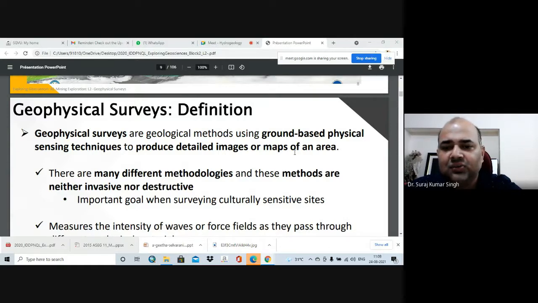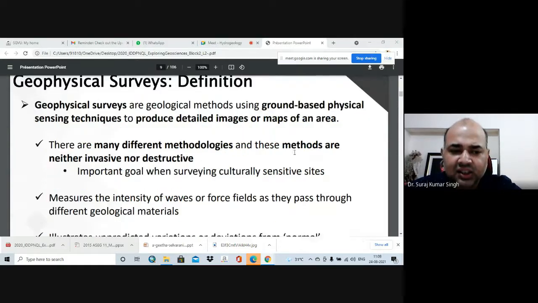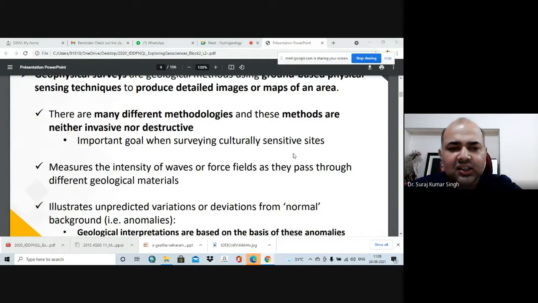A geophysical study or survey is a geological method using ground-based physical sensing techniques to produce detailed images of the earth or maps of that area. There are many methods that can be invasive or non-destructive, and non-destructive is an important goal when you are surveying culturally sensitive areas.